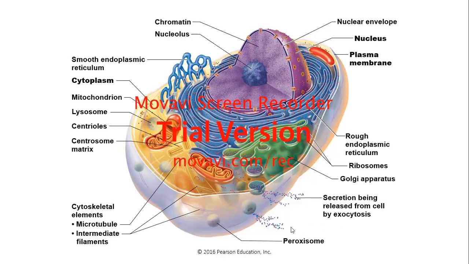And then you have peroxisomes right here. Peroxisomes are involved in lipid metabolism, so they're involved in breaking down lipids, breaking down fats for energy. And also peroxisomes take reactive oxygen species like hydrogen peroxide, and they break them down into safer molecules like water and oxygen. And we'll talk about this some too.